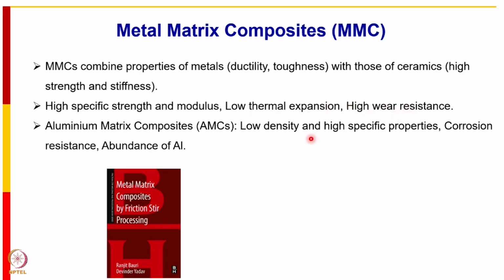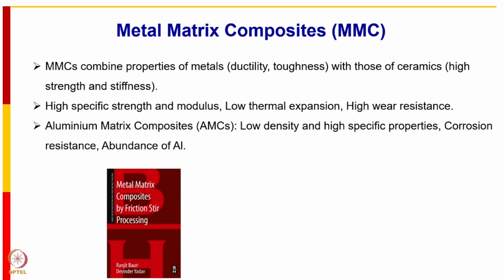And with regard to aluminium matrix composites, as you know, aluminium is a light metal, so you can expect a low density and also high specific properties. If the density is low, then the specific properties, that is any property normalized by the density, will be high. So for aluminium matrix composites, aluminium being a light metal, you can expect high specific properties such as high specific strength and high specific modulus.